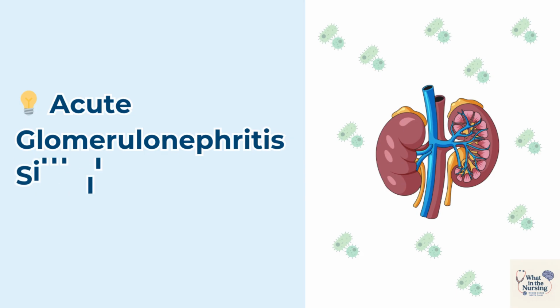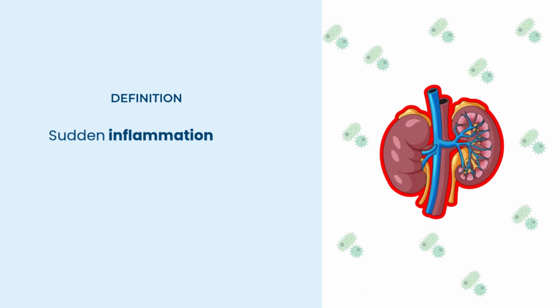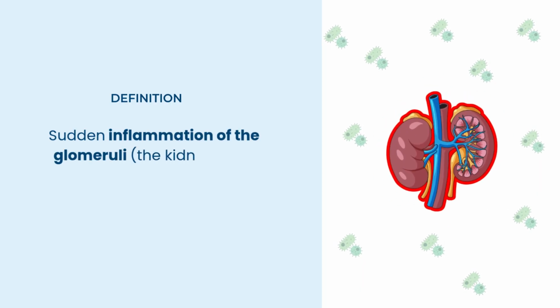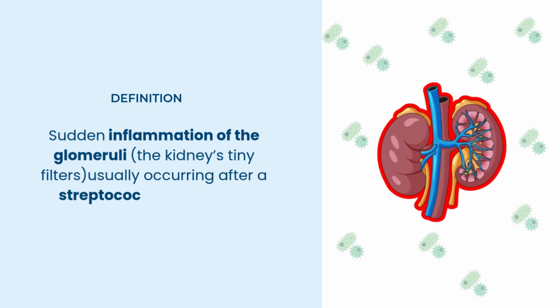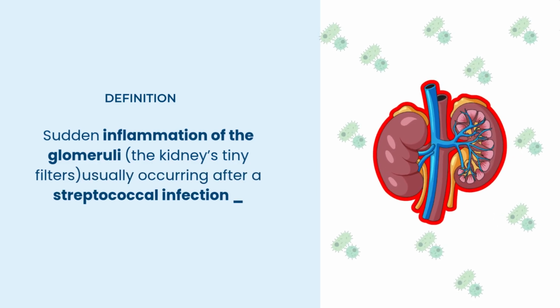So today we'll be discussing acute glomerulonephritis. So what is this? This is the sudden inflammation of the glomeruli, the kidneys' tiny filters, usually occurring after a streptococcal infection. What really happens in this condition is that you get recurrent or untreated streptococcal infection.